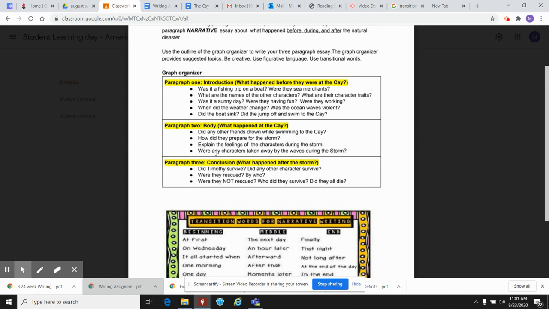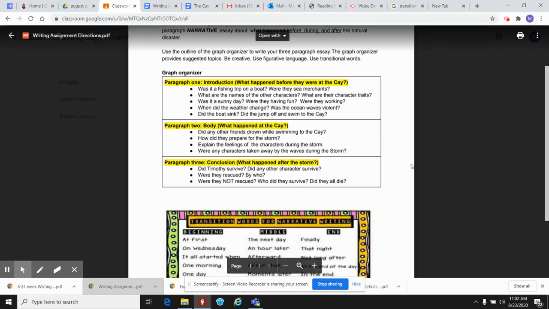Were any characters taken away by the waves during the storm? All we know is Timothy. We don't know what happened to Timothy. He wasn't responding. But this other character, there were two characters that we read about. Now you're going to add more if you want to.